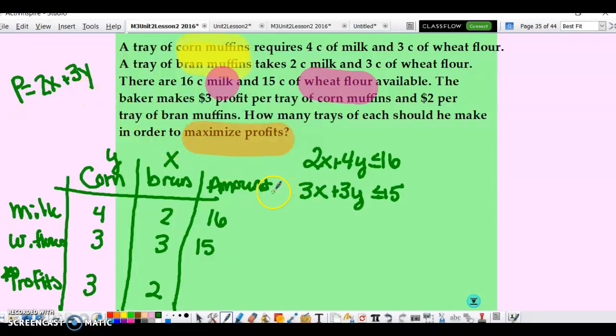Now, you could guess different amounts of bran muffins and corn muffins to see where you'd make the most money. But we have found that if you can graph these constraints, you will be able to shade the non-feasible region. Remember, in linear programming, we shade away from our solutions that work. So let me pull up a graph here. I have graphed both of these.